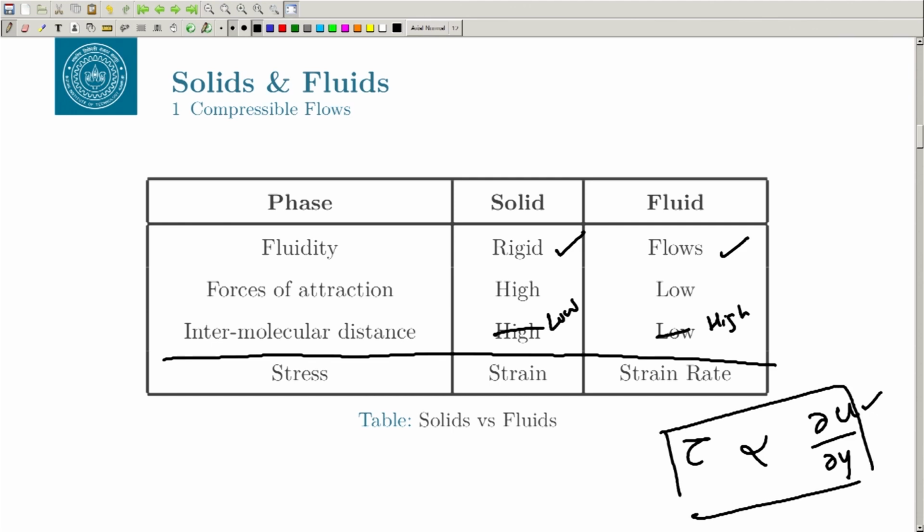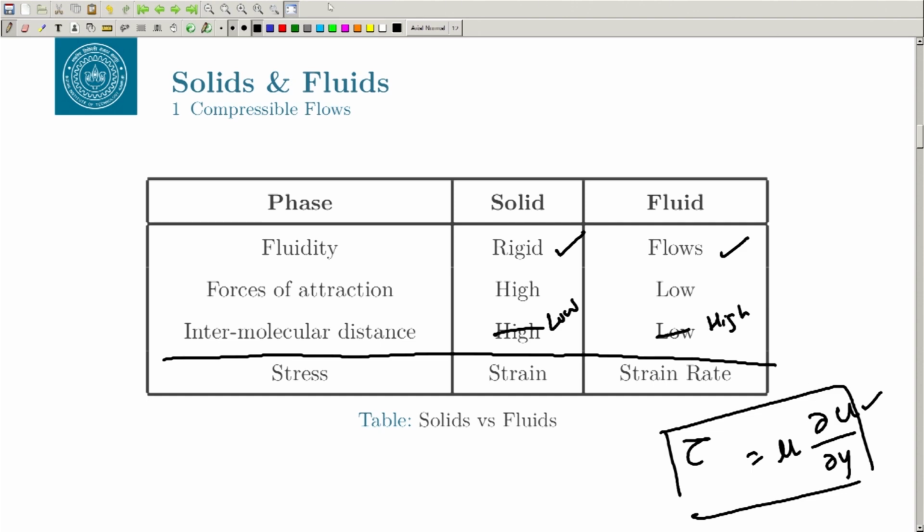And what is the proportionality constant? You have all read in your basic fluid mechanics about Newton's law of viscosity, and the proportionality constant will be the viscosity, right. So, this one major difference you must remember, that in the case of solid, the stress is proportional to the strain. In the case of fluid, the stress is proportional to the strain rate.